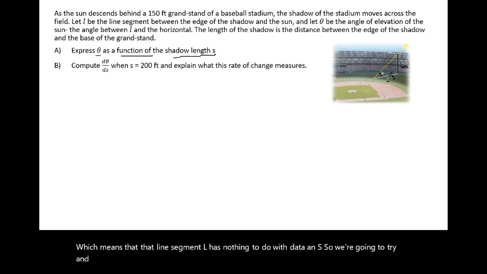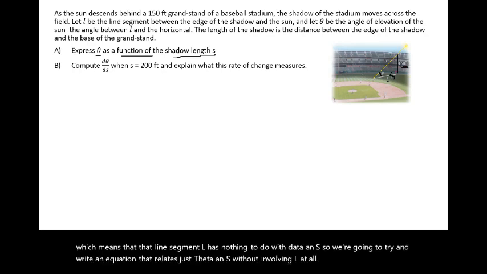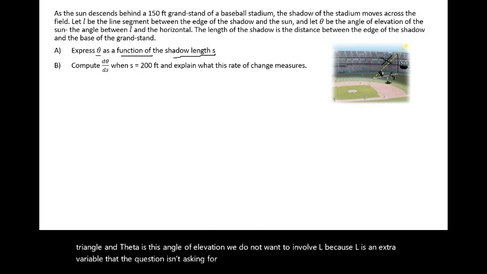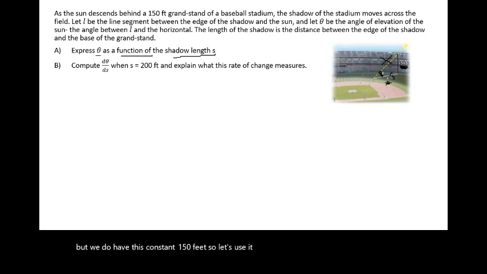So let's at least find a relationship between theta and S. Now S is the adjacent side of this right triangle, and theta is this angle of elevation. We do not want to involve L because L is an extra variable that the question isn't asking for. But we do have this constant, 150 feet. So let's use it. Now, what is the relationship between this angle, this side S, and this side 150?